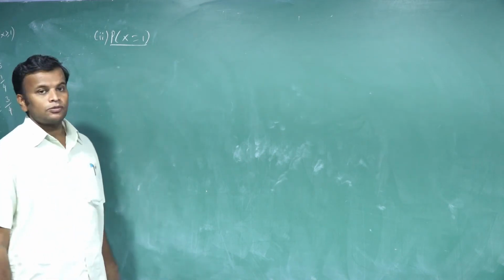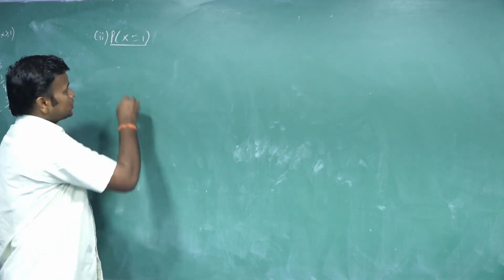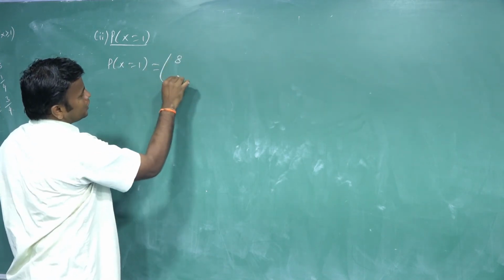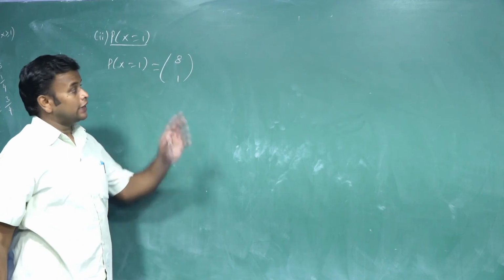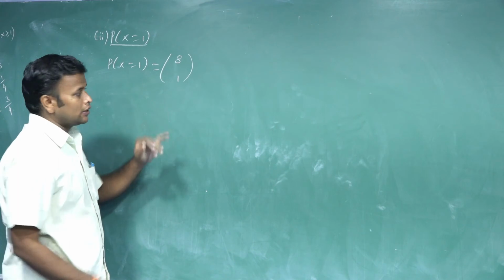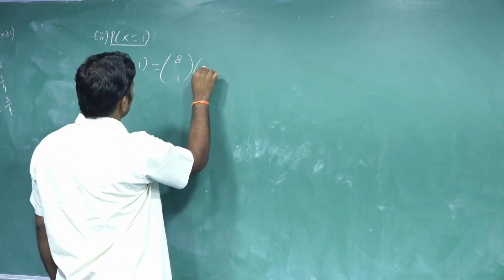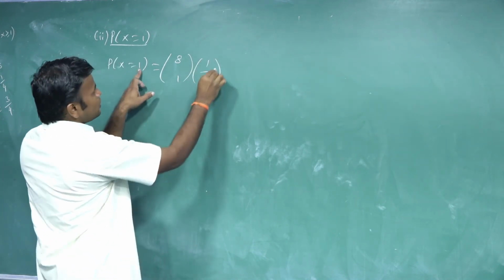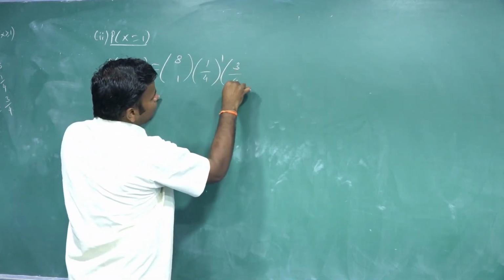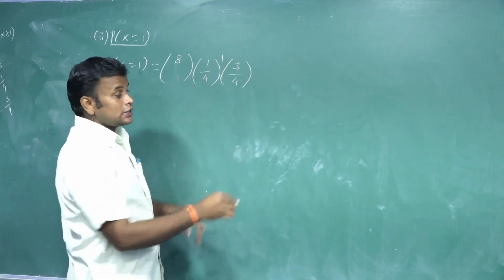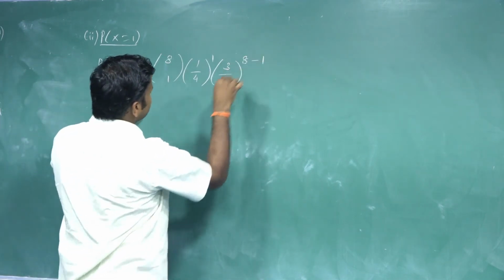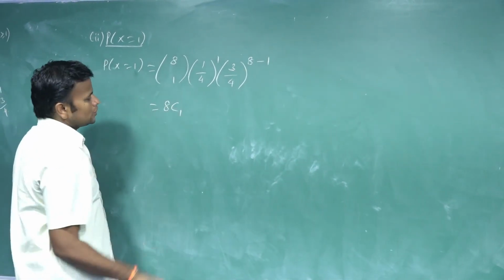Now we find the second case. P of x is equal to 1. So P of x is equal to 1. nCx, the n value is 8 and here exactly the value of x is 1. So 8C1, p power x, the value of p is 1 by 4, power x value is exactly 1. q is 3 by 4 whose power is n minus x. 8 is the value of n minus exactly the value of x is 1. So we write it as 8C1.